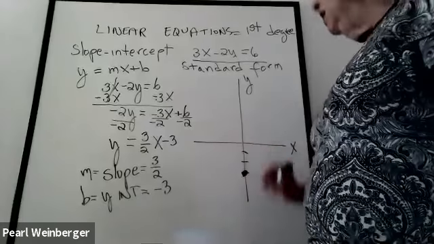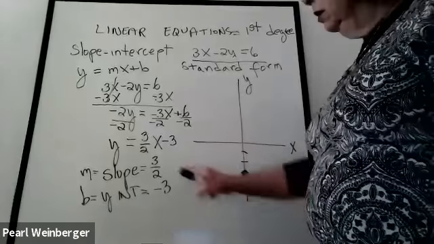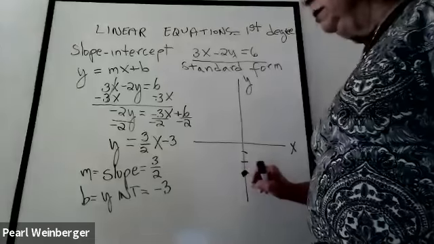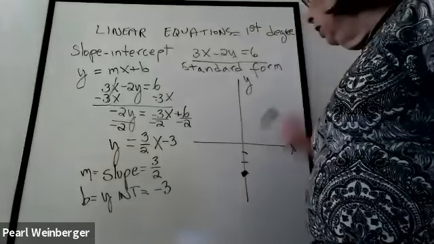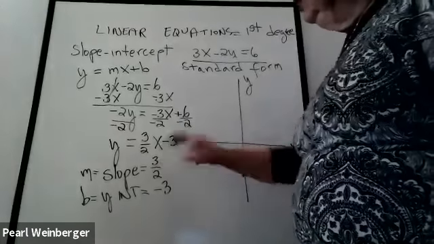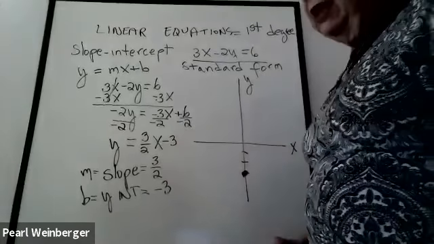Okay, but it's not enough to have just one point. You can't have 1 point because the line could go any which way through that point. That's where your slope is going to help you.